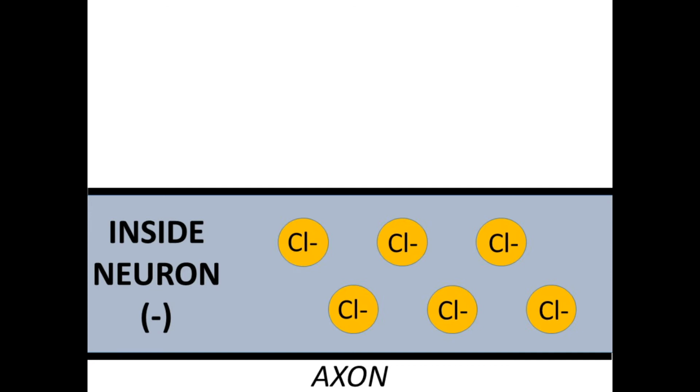Now, inside of a neuron, you've got a bunch of ions. Ions are just charged molecules. It's kind of like a magnet. So in this case, we have chloride, which is Cl negative. That's how you know it's negative. So we tend to have a lot of negative ions inside of a neuron.